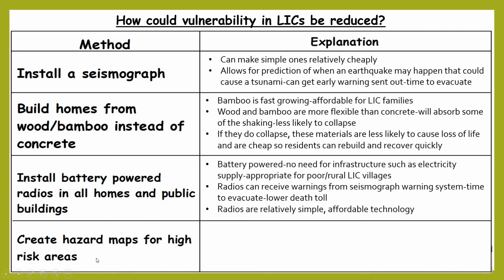Create hazard maps for high-risk areas. We do this for a lot of different hazards, everything from flooding to volcanic eruptions, tsunamis, earthquakes, etc. What you do is basically look at the relief. So areas that are more mountainous, you're probably going to get landslides in an earthquake. Areas that are really flat or near the coast, you're going to get more affected by a tsunami. And you create a hazard map that is color coded. The highest risk areas are red and orange.